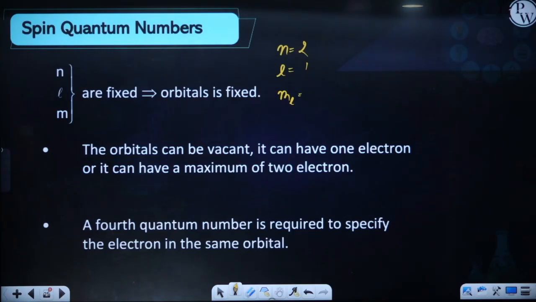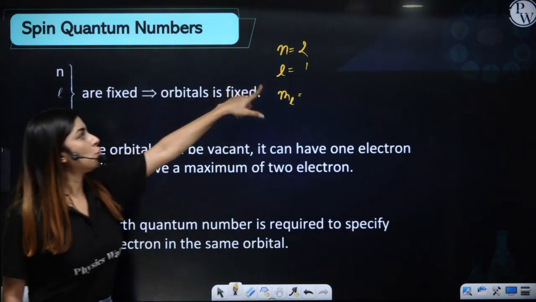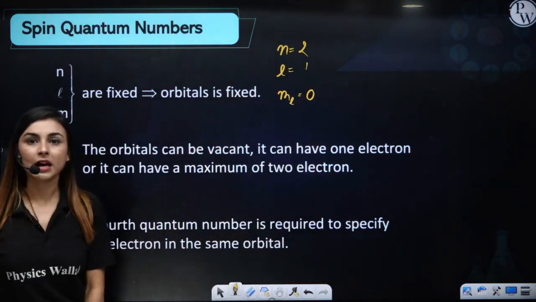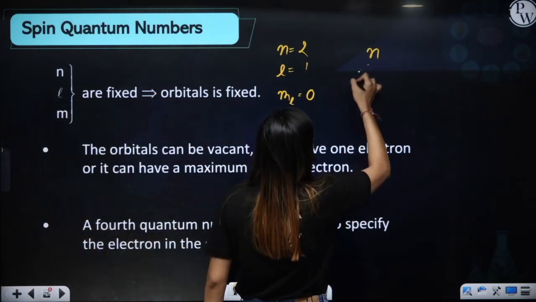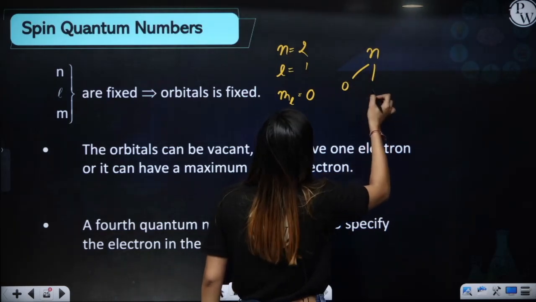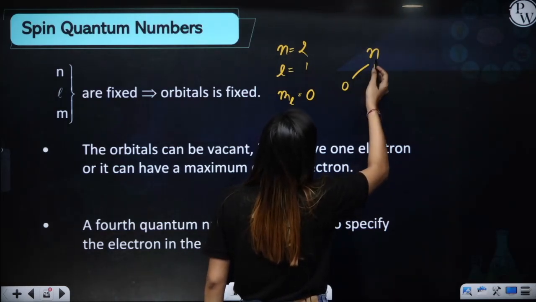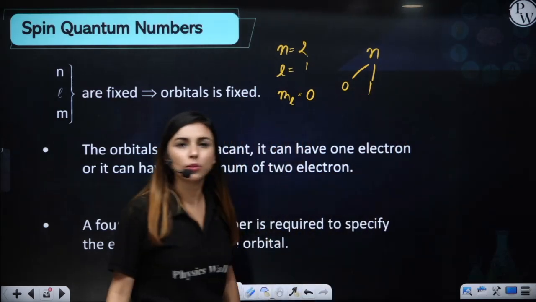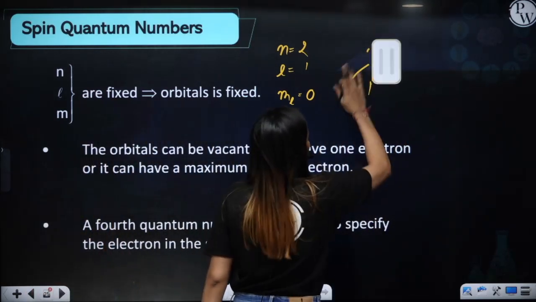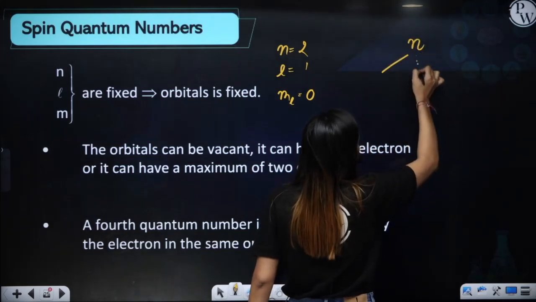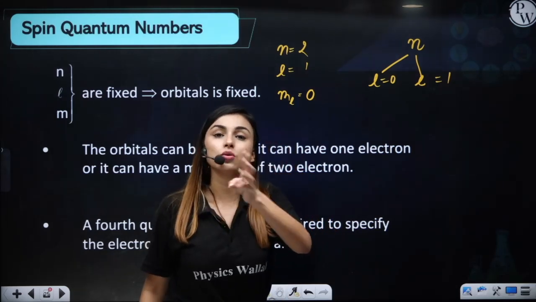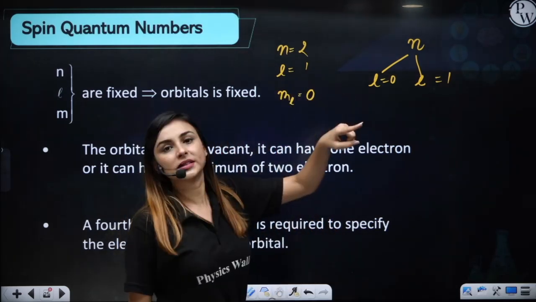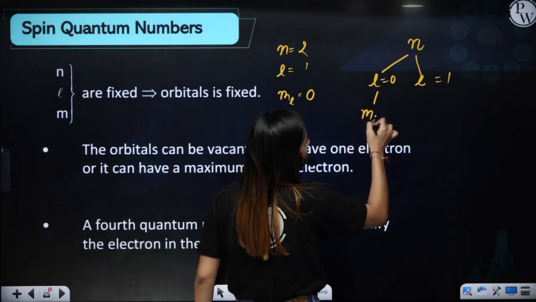So, let's move forward, my dear students. If n, l, m are fixed, say 2, 1 and 0, this means you are talking about one particular orbital. From n you can have only l values from 0 to n minus 1, so for n equal to 2, l is equal to 0 and l is equal to 1. For each l value, how many values can you have for ml? 2l plus 1. Here only one value, which is 0.